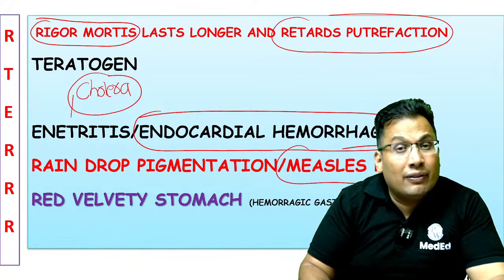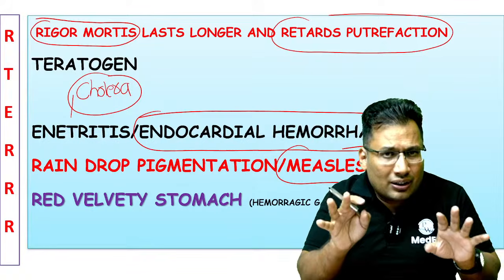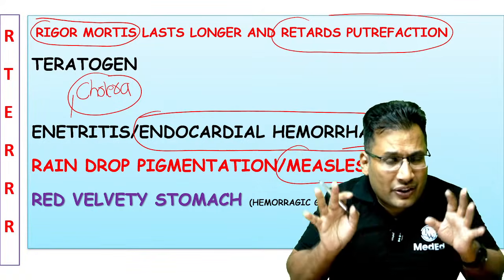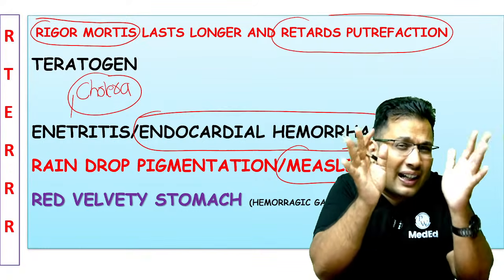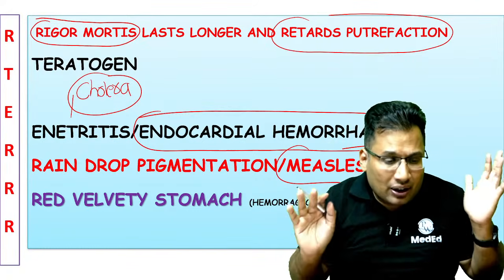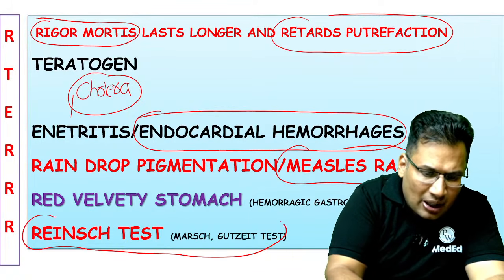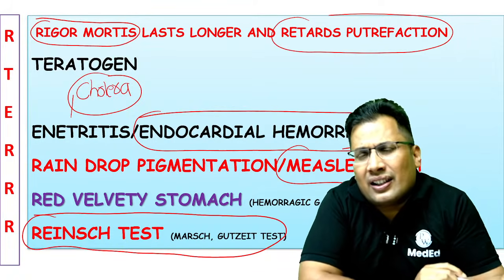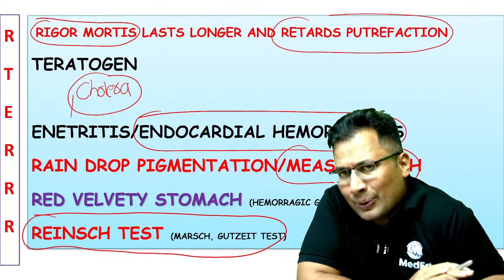R for red velvety stomach. Because of the arsenic, there can be congestion of the stomach, there can be ulceration of the stomach, there can be micro bleedings. So because of that, it looks like a red velvety stomach. Then Reinsch test, Marsh test, Gutzeit test, all these are tests for arsenic poison. So all these are important points about arsenic.